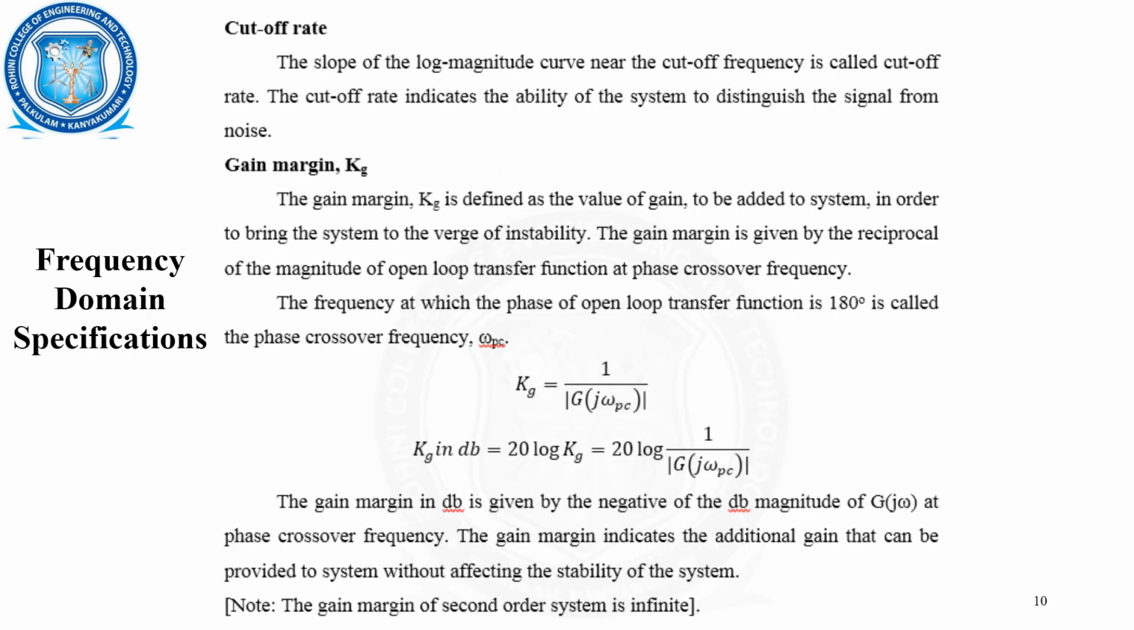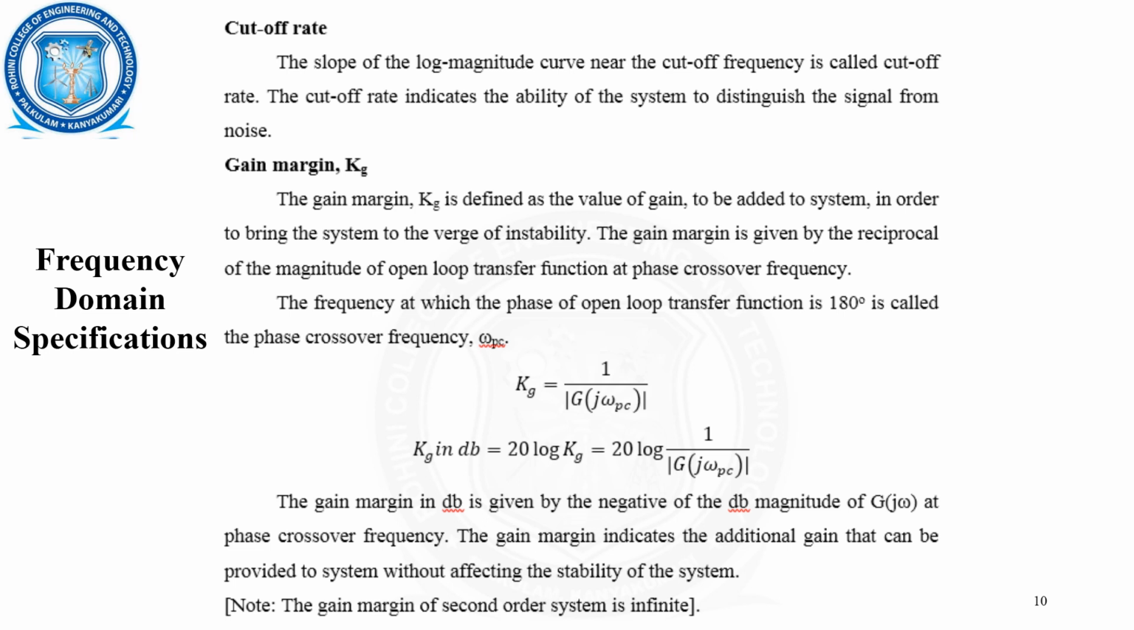And next is the cutoff rate. Cutoff rate is nothing but the slope of the log magnitude curve. We have already seen that we have a magnitude and the phase angle. So here this magnitude curve will be represented in the logarithmic scale. That's why we are considering it in decibel terms. So the slope of the log magnitude curve near the cutoff frequency is called the cutoff rate. The cutoff rate indicates the ability of the system to suppress the signal or separate the signal from the noise. This is what is called the cutoff rate.